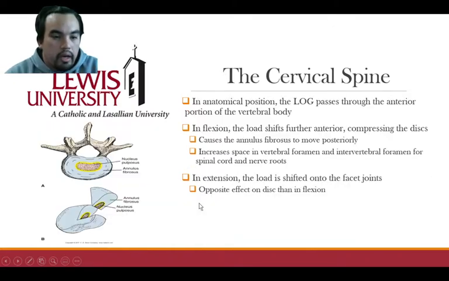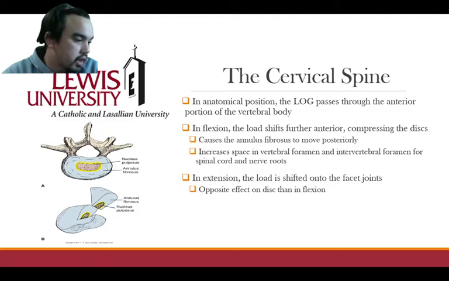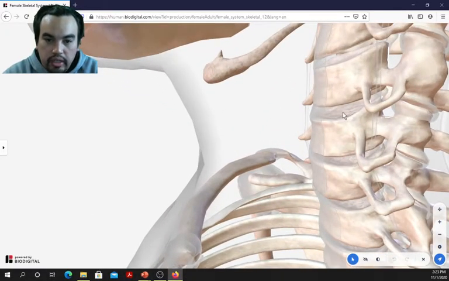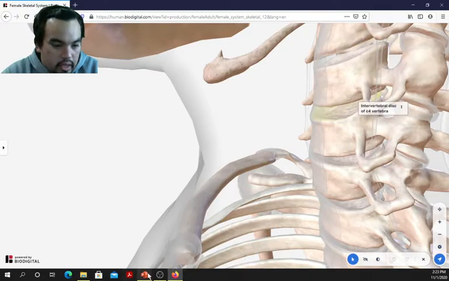And then in flexion, the load shifts further anterior and it compresses the discs. So I didn't mention that, which I should have, I'm sorry. But between each one of these, you can see this little fibrocartilage right here. And these are our intervertebral discs. Okay, they're like little jelly donuts. This one shows it pretty well. You can see how it's kind of clear.